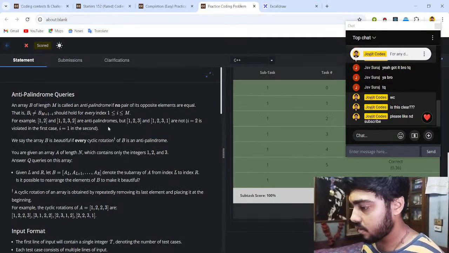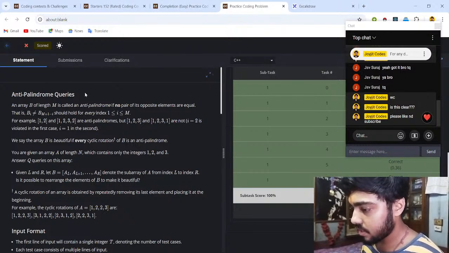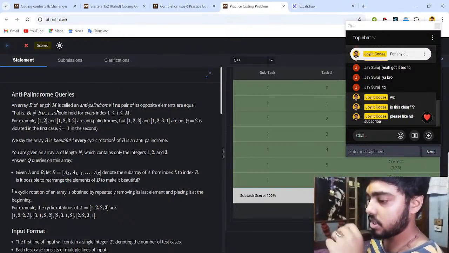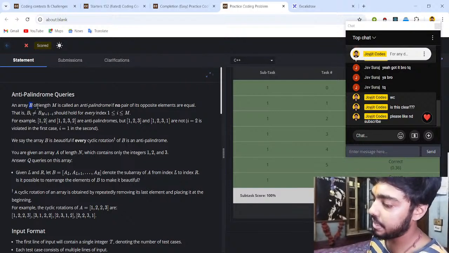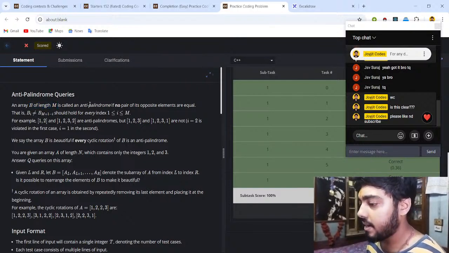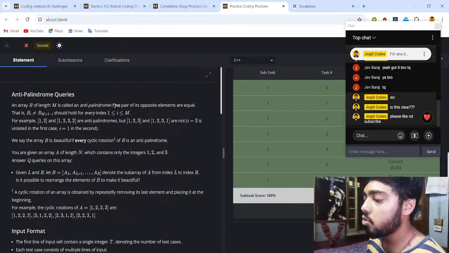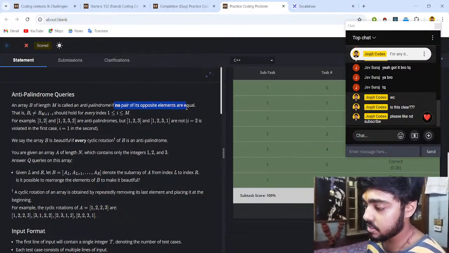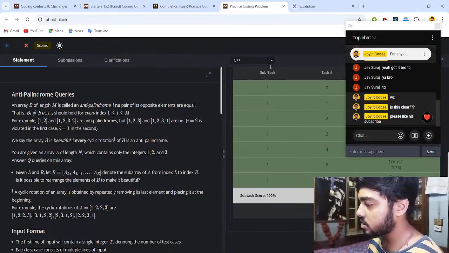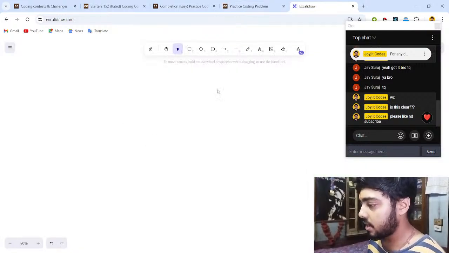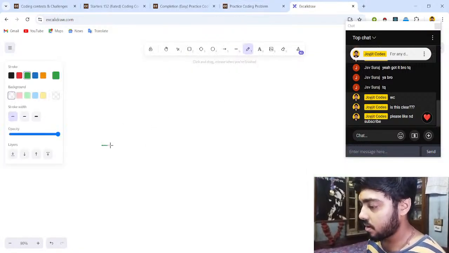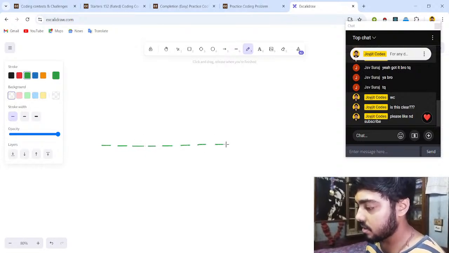Okay, so let's go with the next problem, that is the anti-palindrome queries. This problem states that you're given an array B of length m, and it is called an anti-palindrome if no pair of its opposite elements are equal. What does opposite element mean? Let's say you're given a string or an array, over here it's an array: 3 4 1 2 3 4.